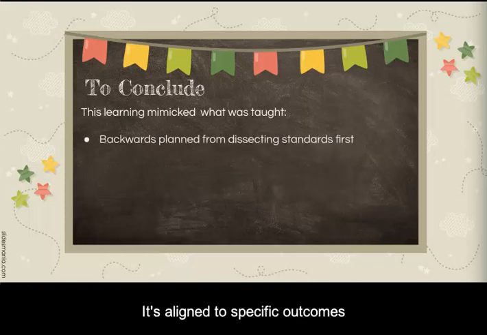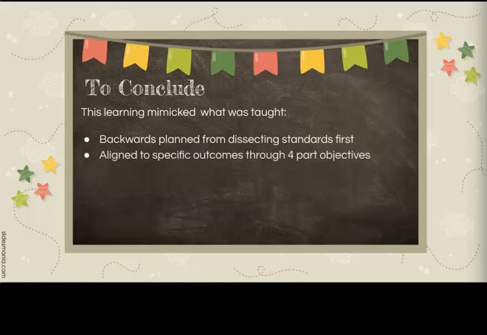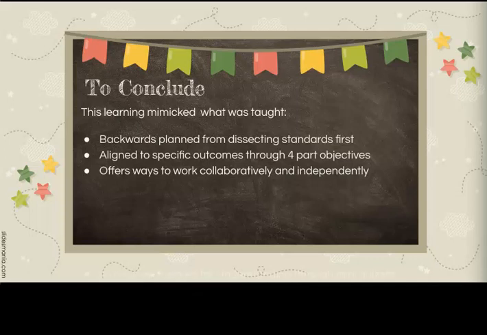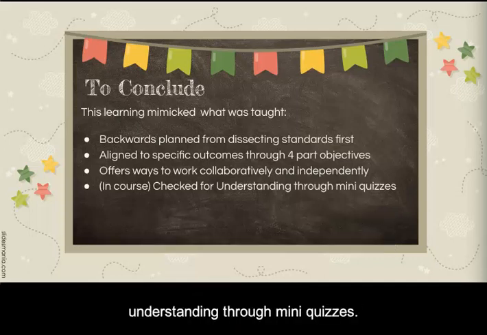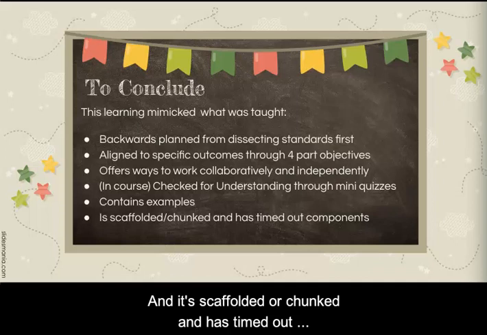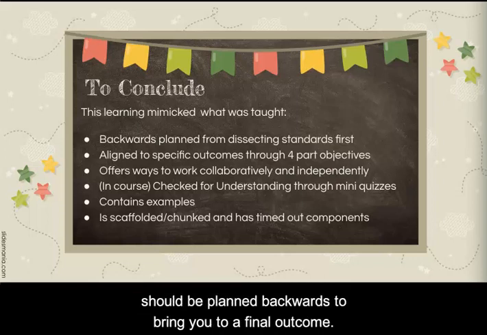It's aligned to specific outcomes through a 4-part learning objective. It offers ways to work collaboratively and independently. In the course, there's checking for understanding through mini quizzes. It also contains examples, and it's scaffolded or chunked and has timed out components because it's done in multiple videos. So it just goes to show that even learning for adults should be planned backwards to bring you to a final outcome.